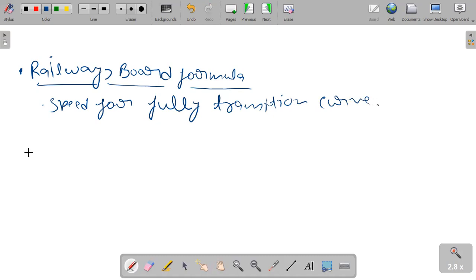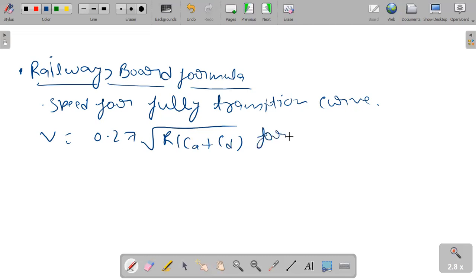For broad gauge, the speed is 0.27 under root R into Ca plus Cd. This is for broad gauge. For meter gauge, it is 0.347 under root R into Ca plus Cd. Basically, Ca is actual cant, and Cd is cant deficiency.